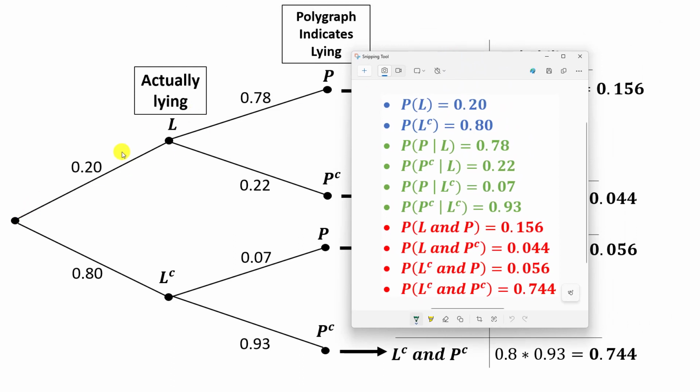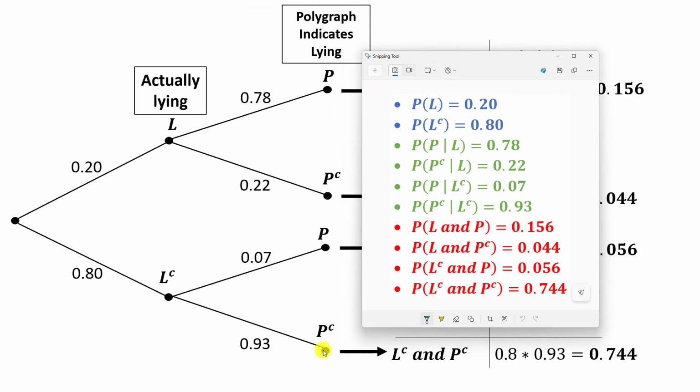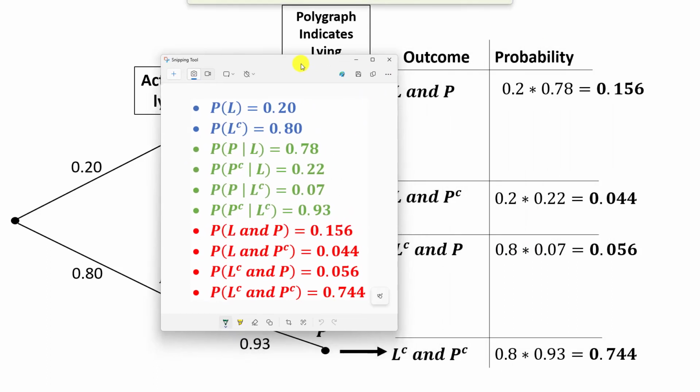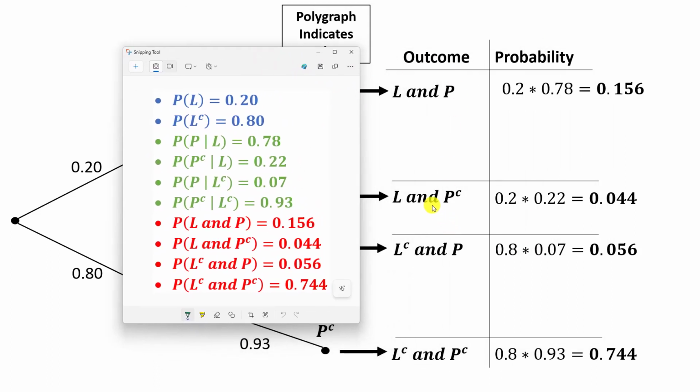The first two probabilities are just the general probabilities of L and L complement at 0.2 and 0.8. And then all the other ones here on the second branch are all the conditionals. They're either P or P complement given L or given L complement. So we have those four here. And then finally we have the AND probabilities, L and P complement, L complement and P, and L complement and P complement. So I've just copied down all of those numbers. So hopefully you got that correct.